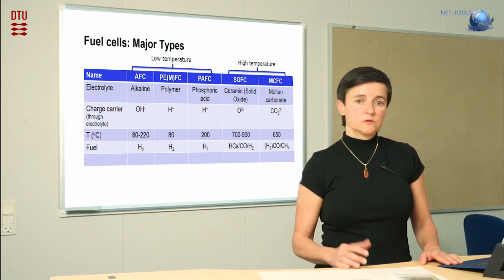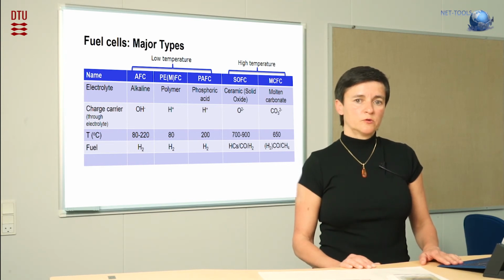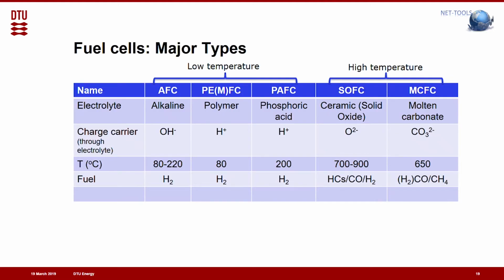This also determines which fuels you can use. Low temperature fuel cells are typically fueled by hydrogen, with different requirements on the purity of the gas, while the high temperature fuel cells can also use hydrocarbons. In the last line, the obtainable electrical efficiencies are listed.